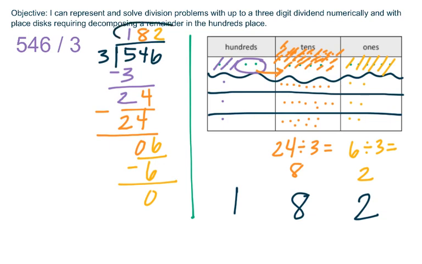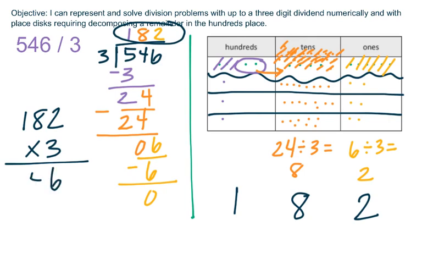And if you notice up here on my standard algorithm, I match with the answer of 182. So let's check this. I have 182 times my divisor 3. 3 times 2 is 6. 3 times 8 is 24. 3 times 1 is 3. Plus 2 is 5.